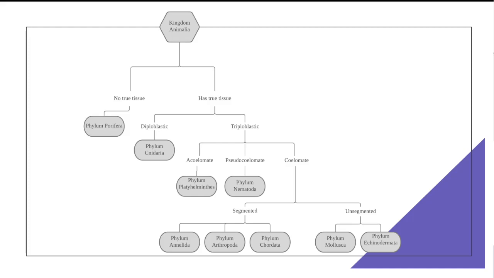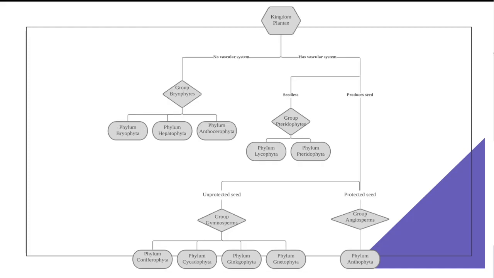Segmented coelomates are phylum Annelida, phylum Arthropoda, and phylum Chordata. Unsegmented coelomates are phylum Mollusca and phylum Echinodermata. So please classify your Animalia according to these classifications. And do remember to add an example and drawing.